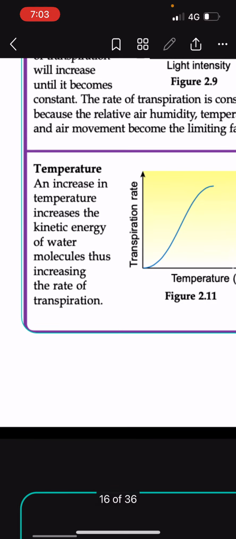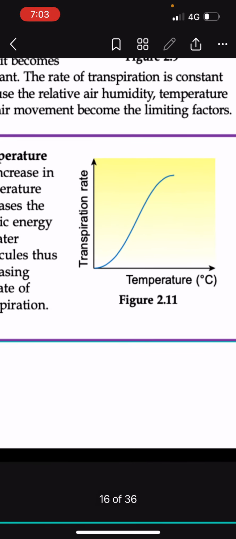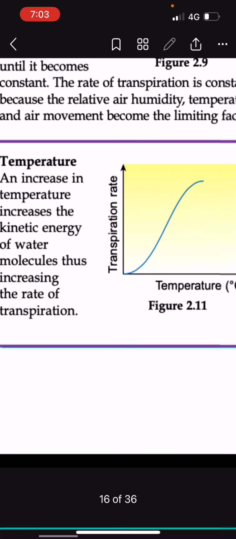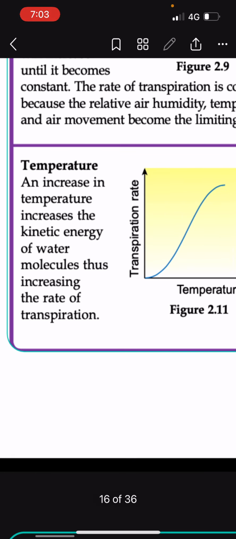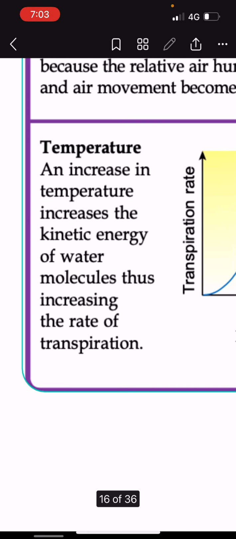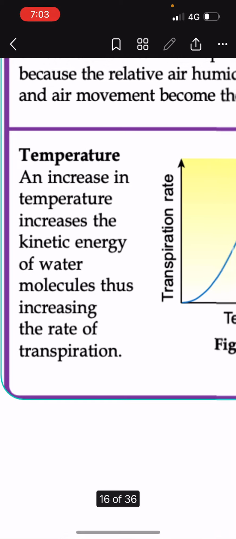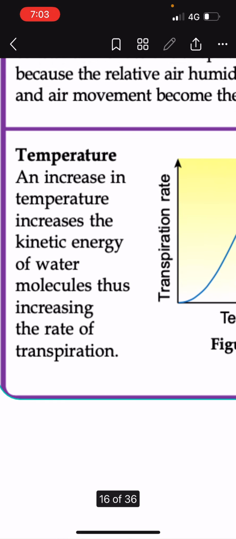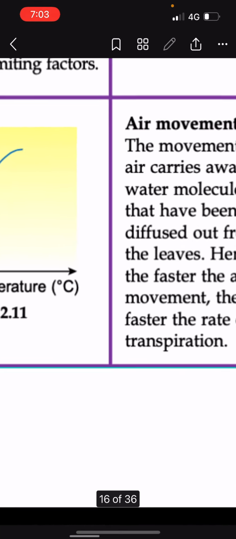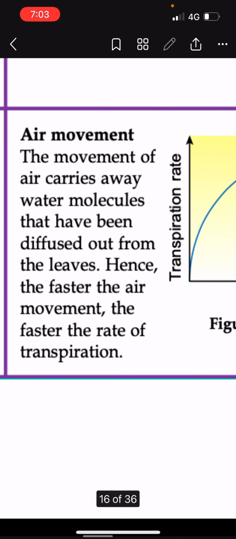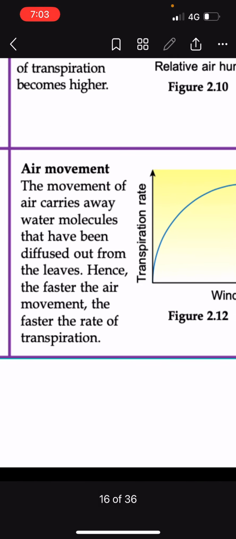This one is about temperature. As the temperature increases, the rate of transpiration increases. Sebab apa? Bila temperature increases, kinetic energy increases juga. Okay, so water will change from liquid into water vapor in faster rate lah. So air movement, kalau ada pergerakan udara, lagi cepat transpiration berlaku. Okay, itu sahaja.